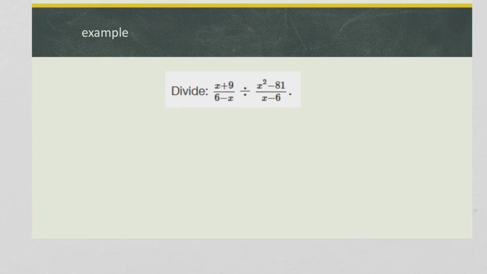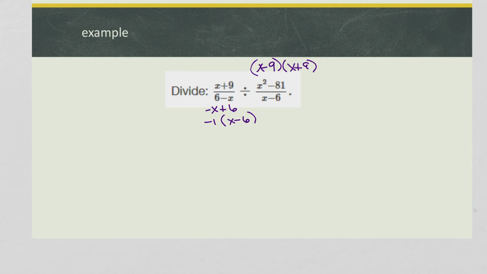All right, so let's take a look at this one. So we're going to factor everything that can be factored. So I strongly recommend that before you flip, factor first, okay? So I'll write this as x minus 9, x plus 9, and then this over here, I'll write this as negative x plus 6, which would be negative 1 times x minus 6, okay? And that might help a little bit.